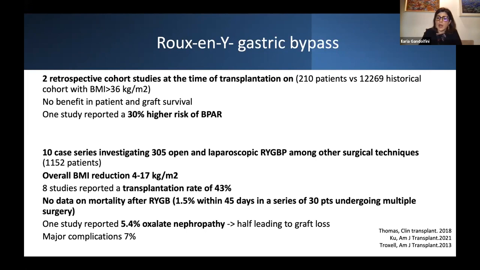Actually, we have a 1.5% mortality within 45 days in the series with multiple surgeries, including Roux-en-Y gastric bypass. However, we do not distinguish among the techniques. And one study reported a 5% oxalate nephropathy, with half of them leading to graft loss. Major complication was found in 7% of these patients.